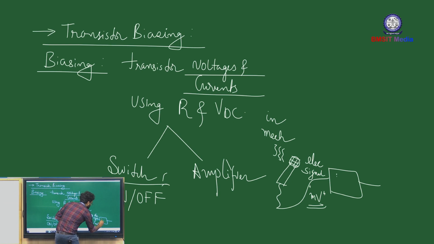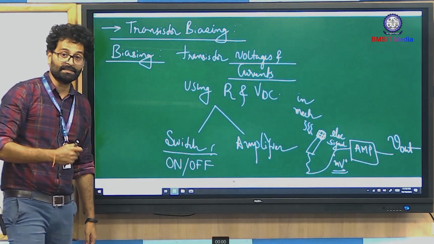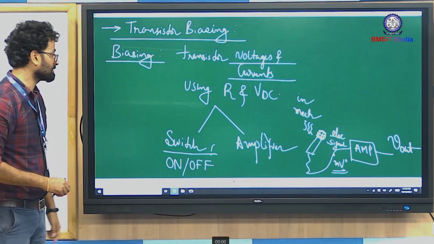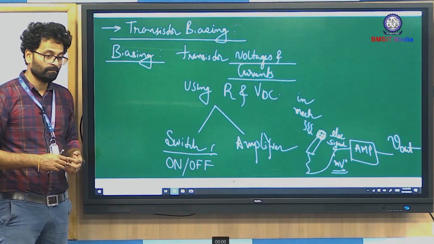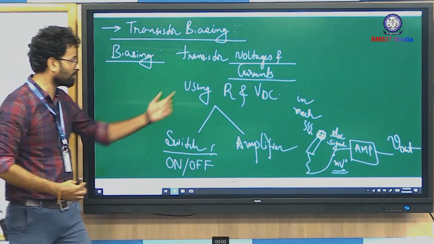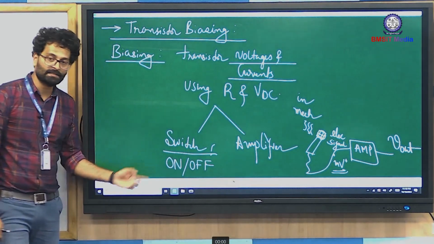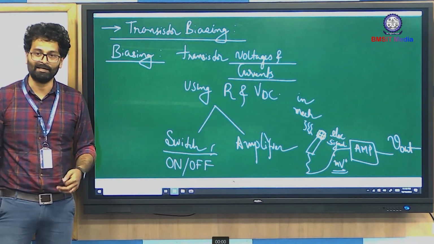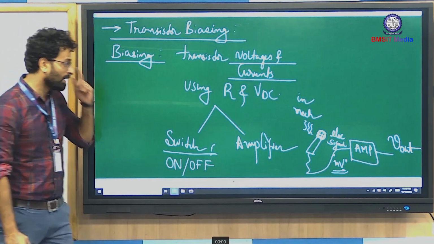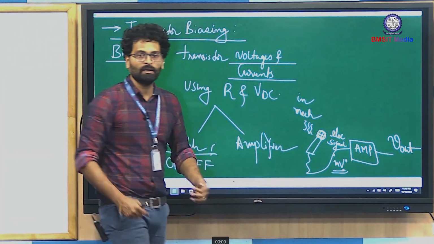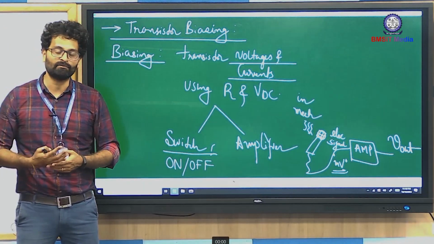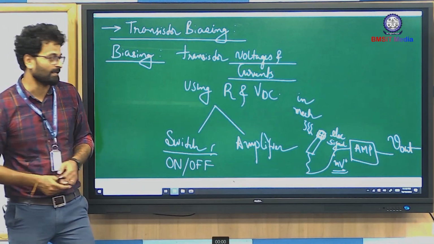So for that we use an amplifier. It gives out a large signal output. This is a typical example of a biasing application. You can either make the transistor work as a switch, or you can make the transistor work as an amplifier. Switching application, as I mentioned, you can use as an electronic switch for on-off applications, and an amplifier you can use whenever you need to amplify a weak input signal.